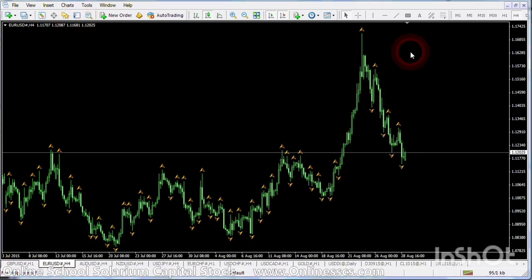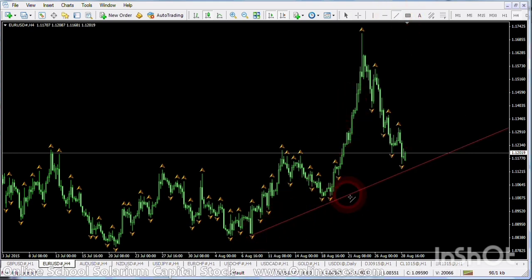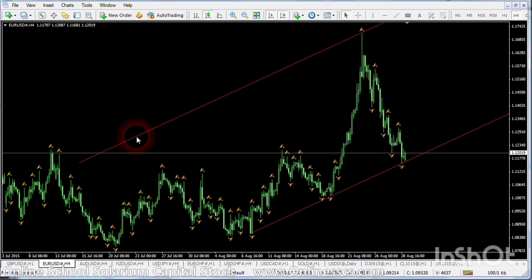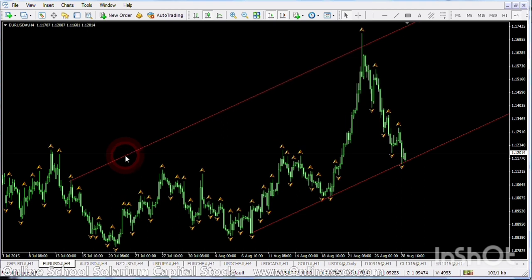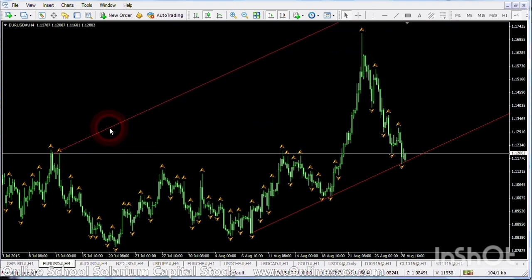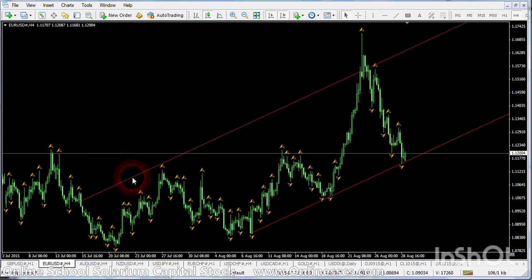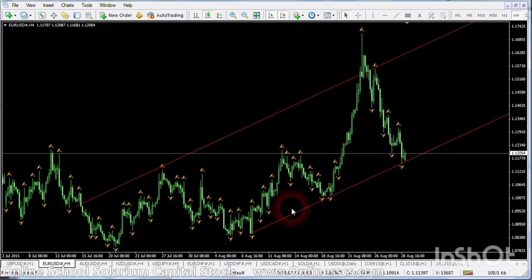This is the Euro to USD chart. The first thing that we learned was to draw a trend line. My trend line is from the bottom to top. I have another one here. I don't want to draw the major one. The minor one is better, I think. I have another one here.